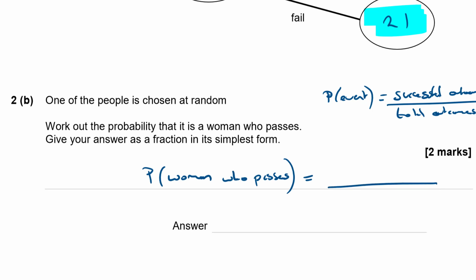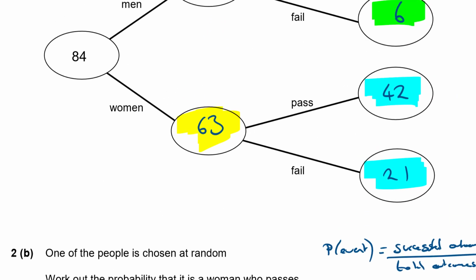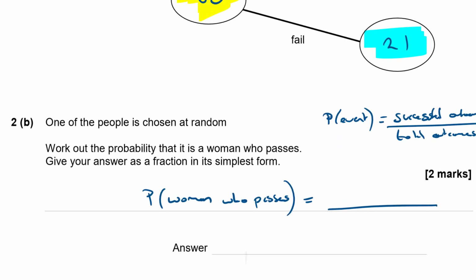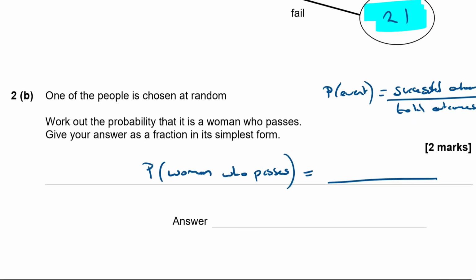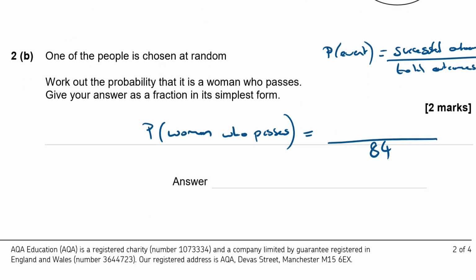That's going to be, well, how many different outcomes are there altogether? One person is chosen at random. Now you remember from the diagram there were 84 people altogether. So the total number of different outcomes is I could pick someone in 84 different ways. So that's the 84 on the bottom. Here, successful outcomes is going to be the number of women who pass. So from the diagram, that's 42, isn't it? So the probability of a woman who passes is 42 out of 84.